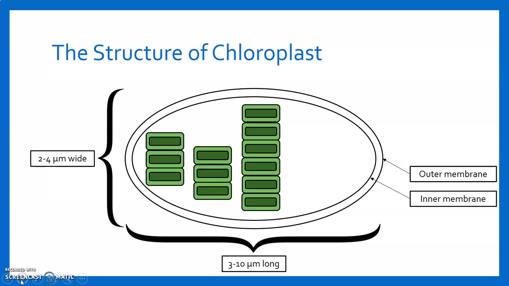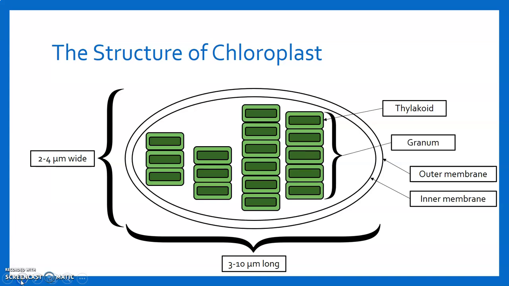The chloroplast envelope consists of two membranes, a more permeable outer membrane and a selectively permeable inner membrane. A system of interconnecting membranous flattened sacs are called thylakoids. The thylakoid membranes are arranged in stacks called grana. There are about 50 grana in a chloroplast, and each granum is made up of between 2 to 100 thylakoids.